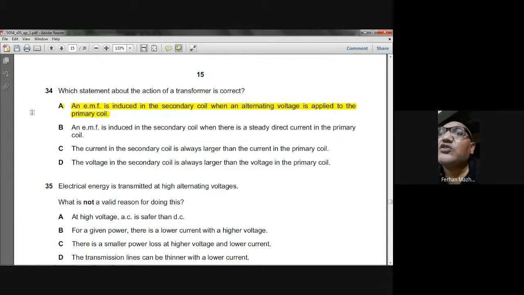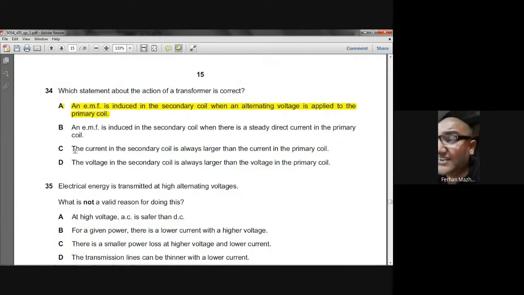An EMF is induced in the secondary coil when there is a steady direct current. No, in the transformer we do not use DC current. Direct current is not used. The current in the secondary coil is always larger than the current in the primary coil. That is not the case. The current might be larger than the current in the primary coil, or it might be smaller.